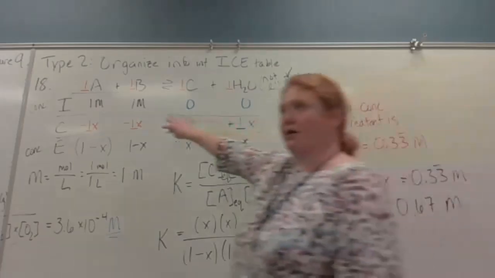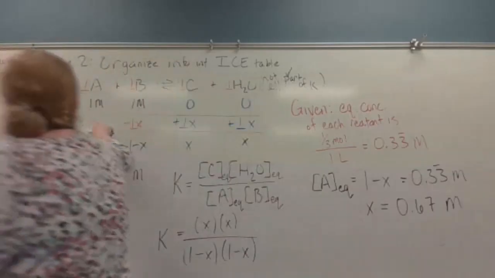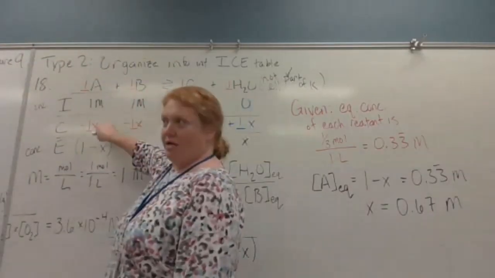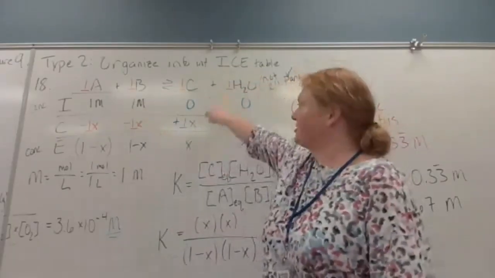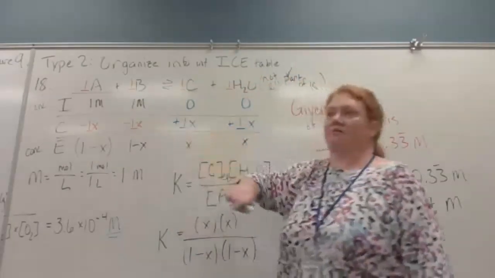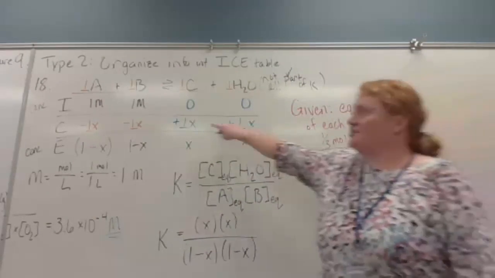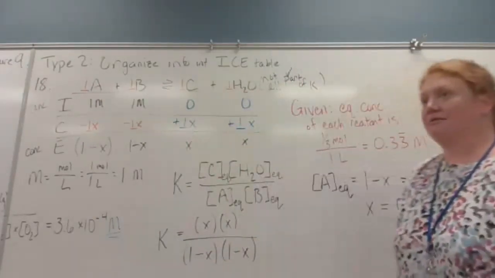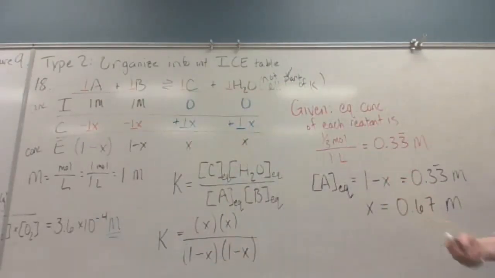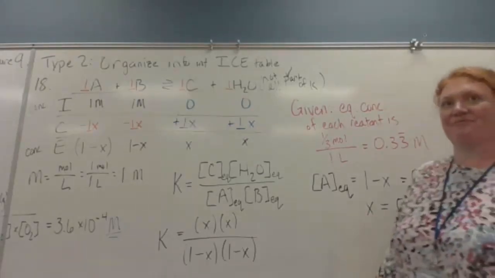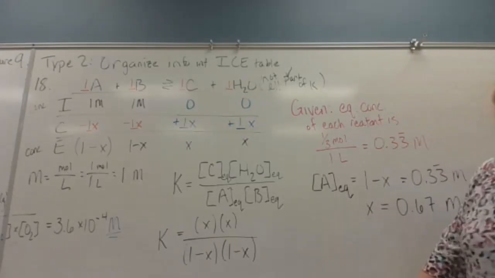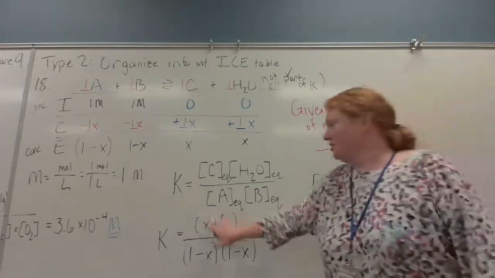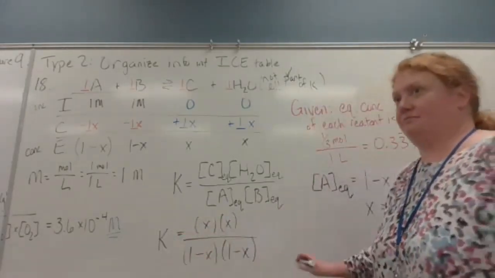That's the amount of change that happens in this equation. How much does A change by? That amount. How much does B change by? That amount. How much does C change by? That amount. What if it said 2X? How much would it change by? That amount times 2, right? That amount times 2. So you know what X is. Plug in and solve for K.